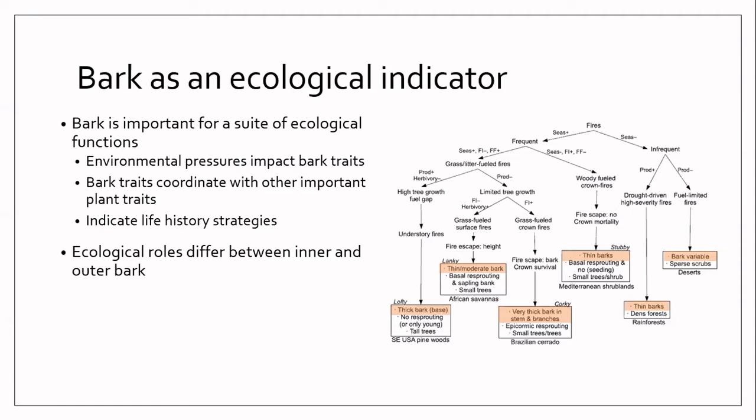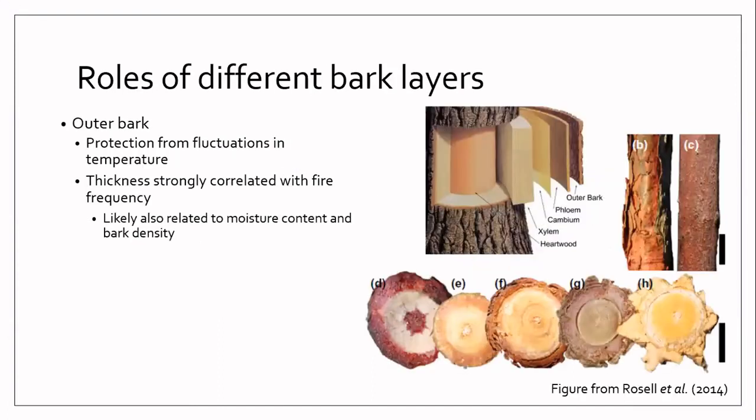And part of the confusion in the literature is that the roles of inner and outer bark differ, and this hasn't always been acknowledged, partly because it's much easier to measure overall bark thickness. But it's important to differentiate. So the outer bark is primarily protective against fluctuations in temperature, including heat damage from fire. And the outer bark thickness is strongly correlated with fire frequency.